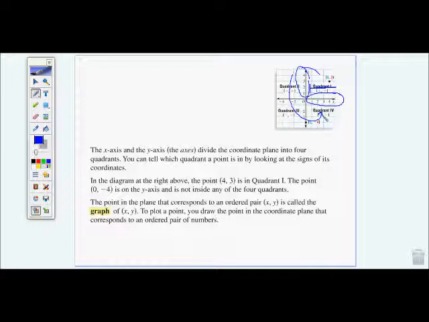You'll notice we do have one special point here that's shown on the graph, and that would be the point (0, -4). If I was going to describe the location of this point, (0, -4), I would say it's located on the y-axis. It is not located in any of the quadrants. It lies right on an axis. You could also have a point on an x-axis.